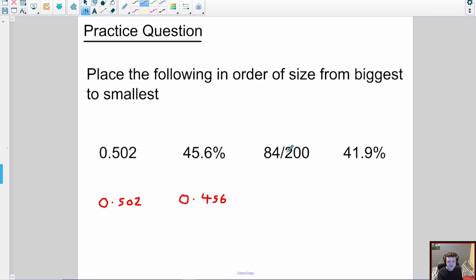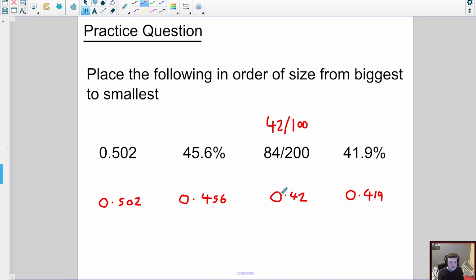This one, I've got to make something out of 100 and then divide it by 100. So this will be 42 out of 100 because I've halved both numbers. 42 divided by 100 is 0.42. So that is my answer there. This divided by 100 is 0.419.